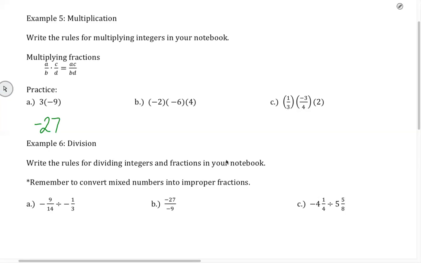Would it be -48? Close. So negative times a negative is a... oh, it's a positive, so it's 48. Yeah, it's just 48, okay?